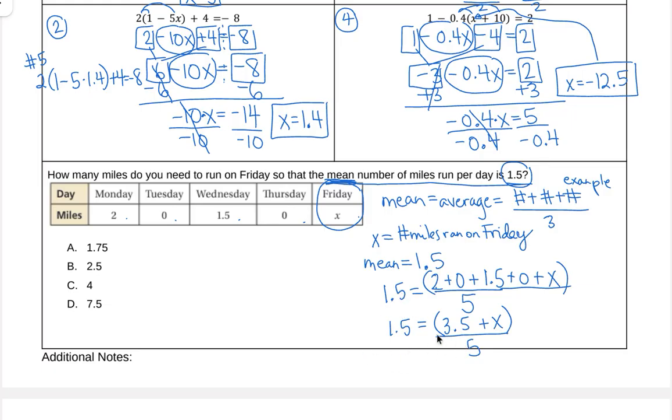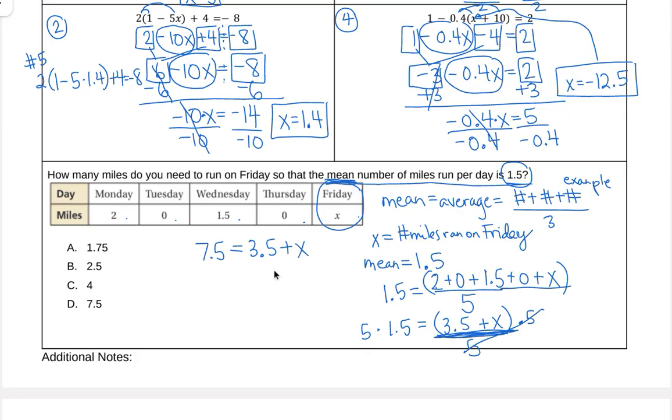So I'm going to see here that I have to get rid of this divided by 5. Do you see how it's all the way across right here? Okay, that means that this whole piece is being divided by 5. So to undo divided by 5, that means I would multiply by 5, right? So I would say 1.5 times 5 is 7.5. I'm going to come over here. Okay, 7.5. So that cancels that out, but 7.5 now equals 3.5 plus x, right?